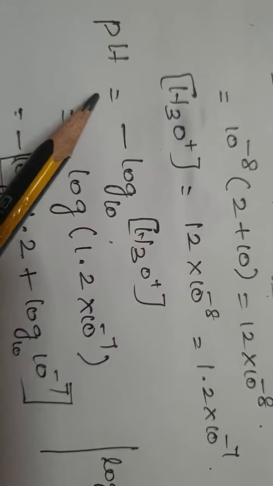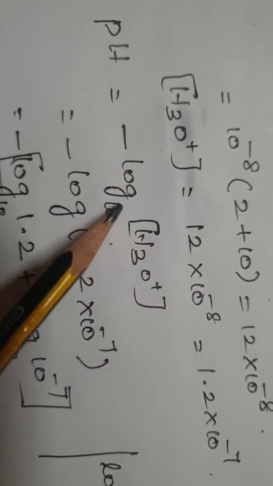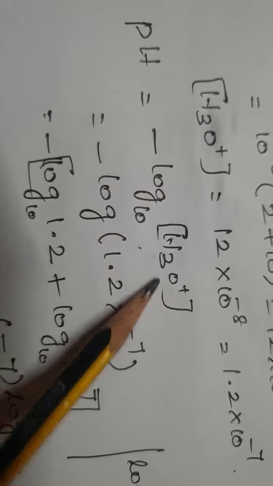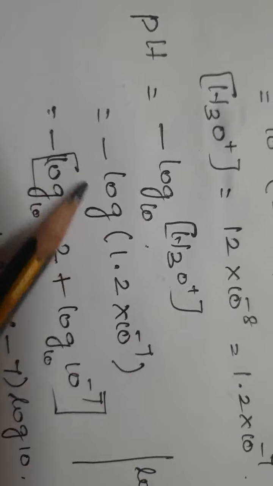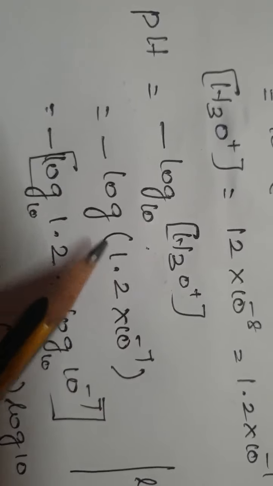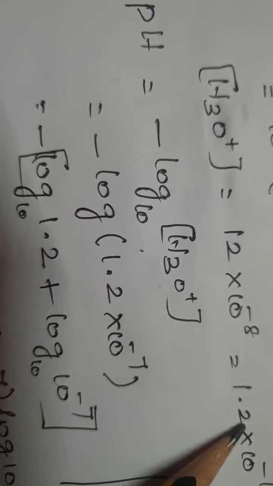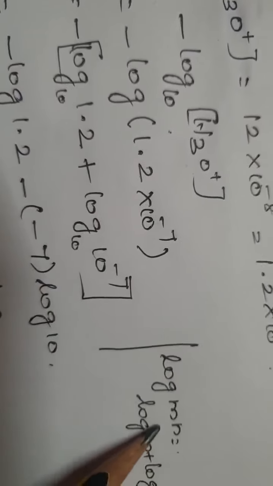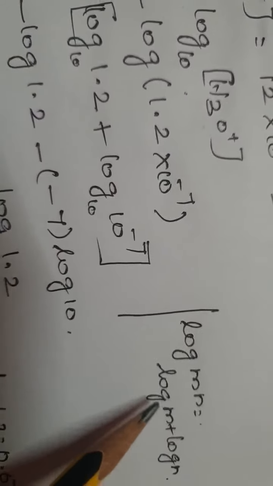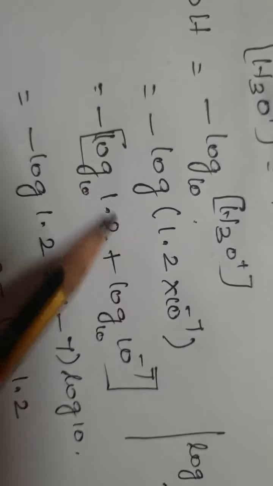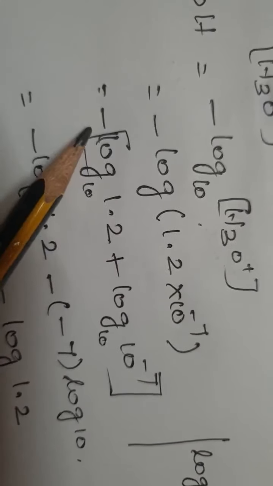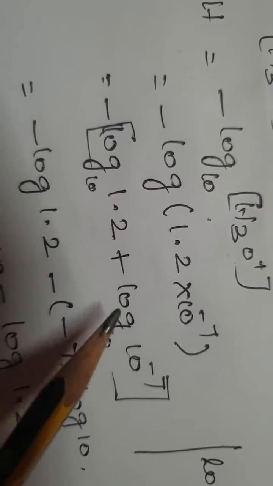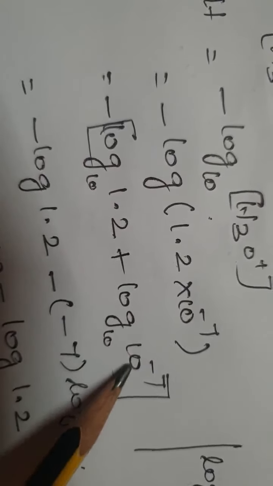How to calculate the pH value? pH is equal to negative log of H+ concentration to the base 10. Okay, in this place you have to substitute the value of hydronium ion: minus log of 1.20 into 10^-7. So this is in the form of log of m into n. What is log of m into n? Log m plus log n. Okay, so expanding this, the minus is outside, common for both numbers. So minus of log 1.2 plus log 10^-7.